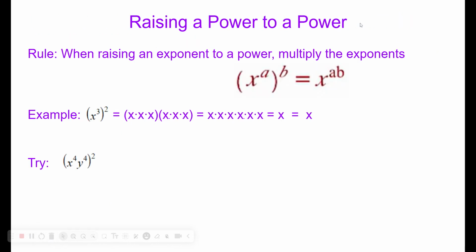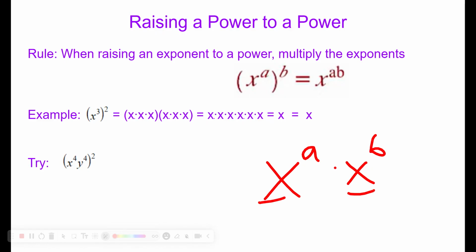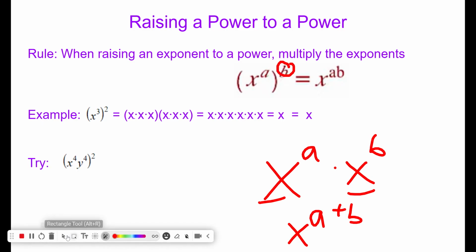Coming up here, raising a power to a power. When we're raising an exponent to a specific power, we multiply the exponents. Here we have in the example x raised to the power of a, and that whole thing is being raised to the power of b. Now, what's going to signal the difference there? If we have x^a times x^b, we know that the base is the same, so that's a plus b for the power. Here, there isn't another base. It's in parentheses and it's being multiplied again.